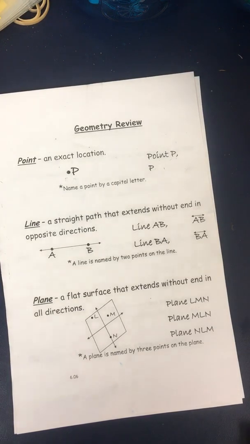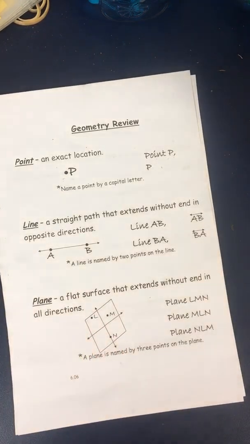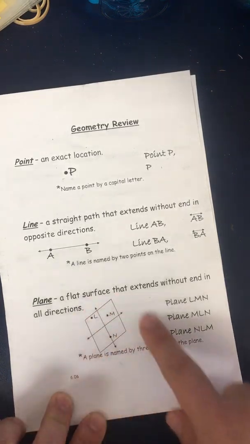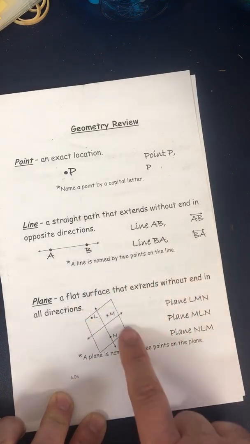A plane is a flat surface that extends without end in all directions. A plane is named by 3 points on a plane. Now, mainly you're not going to have to name a plane, but you will have to be able to read the space that they're talking about. And here's the thing, the points, one of them cannot all be on the same line. 2 of the points can be on the same line, but one of them has to be in a different place. Therefore, it's showing that it's the space and that it extends with all directions. It's showing the plane, not just the line.